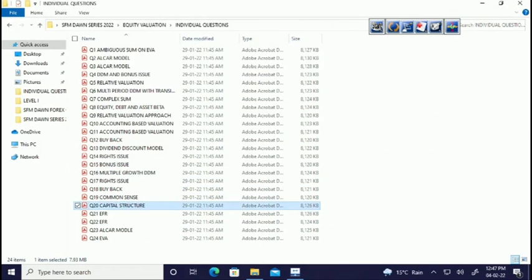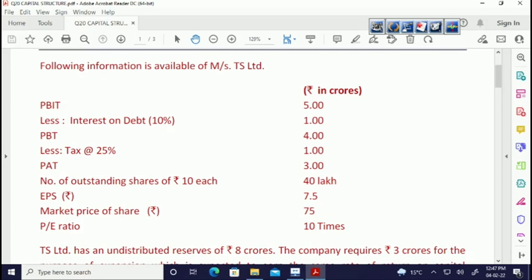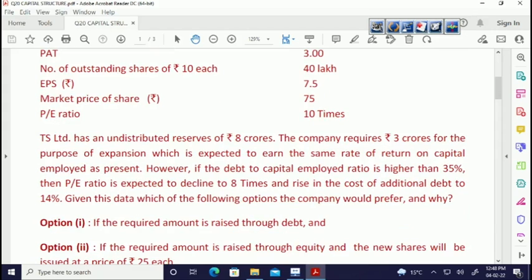So here we have capital structure. It means from where to raise funds, debt or equity. The following information is available for Messrs TS Limited. EBIT 5 crores, less interest 10% to 1 crore. That means debt is 10 crore, 1 by 0.1. Please remember, debt is 10 crore because 1 crore interest at the rate of 10%. PBT 4 crore, less tax 25%, PAT 3 crore, number of shares 40 lakhs. So EPS 7.5, price 75, so P/E ratio 10 times.